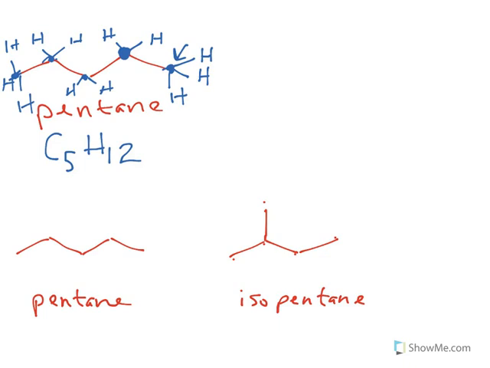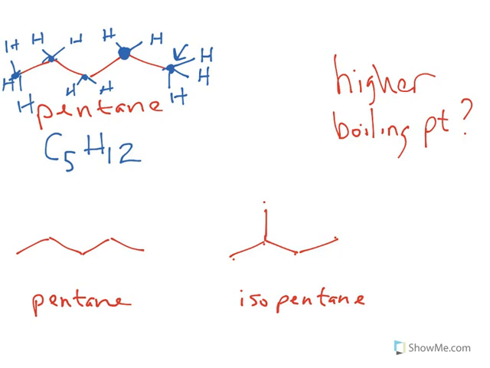So my question now is, for these isomers, which one's going to have the higher boiling point? And how the heck could you tell? Well, obviously you could Google it, but you'd have to know pentane and isopentane are their names, by the way. But we can do better. We can infer from what we've learned about dispersion. So it comes down to what we call surface area.